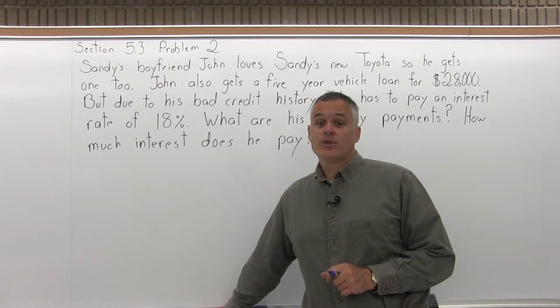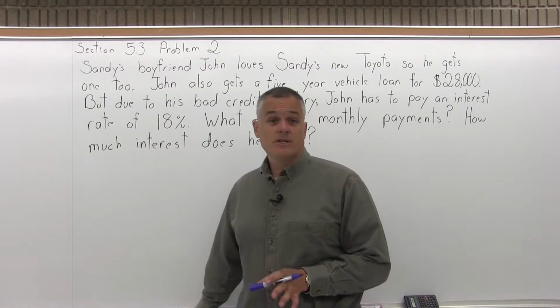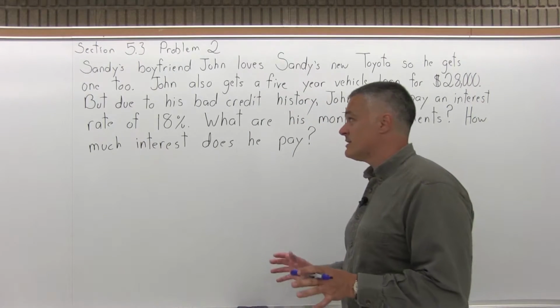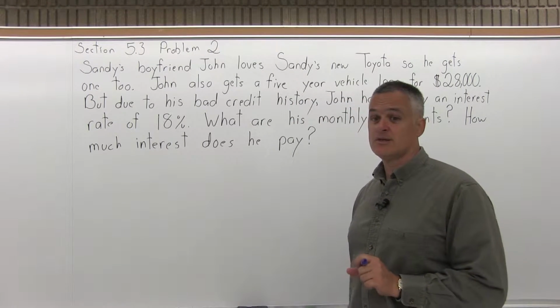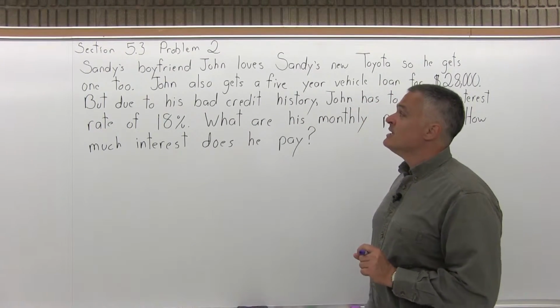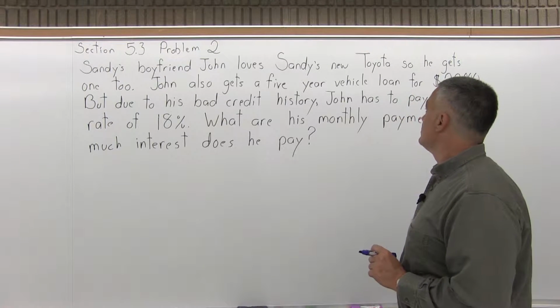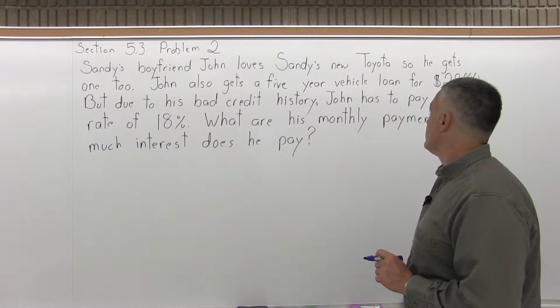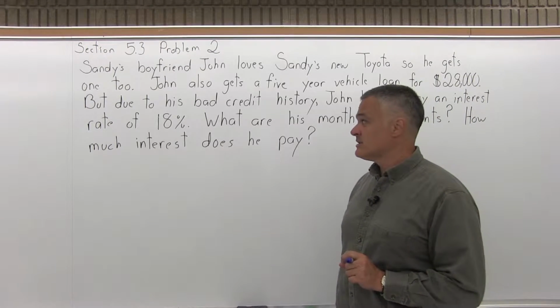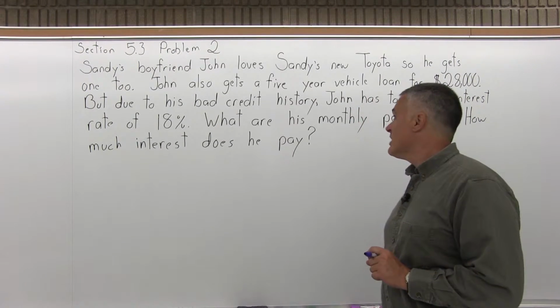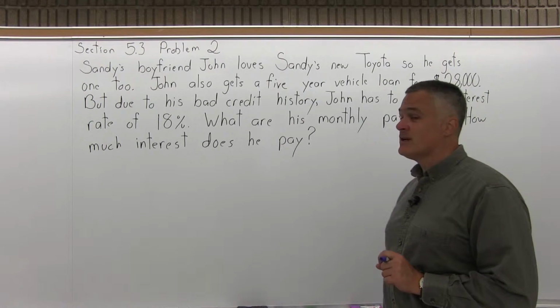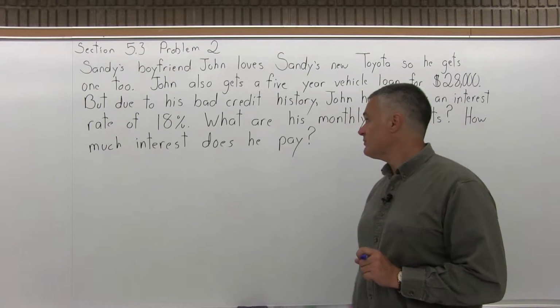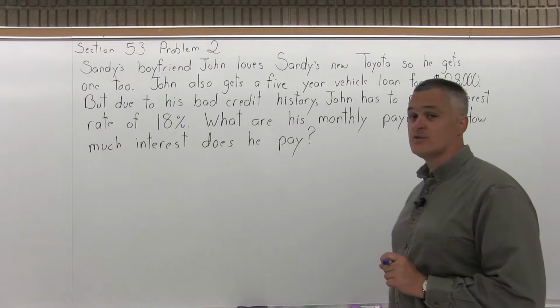This is Section 5.3, Problem 2, and it's related to the previous problem, Problem 1. It's interesting to compare the two once you get the answer to both of them. It says, Sandy's boyfriend John loves Sandy's new Toyota, so he bought one too. John also gets a 5-year vehicle loan for $28,000. But due to his bad credit history, John has to pay an interest rate of 18%. What are his monthly payments and how much interest does he pay?